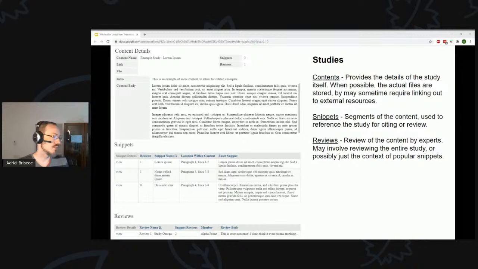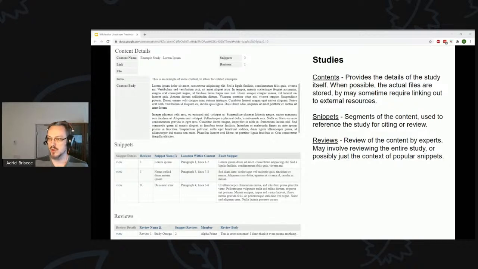So at the core of the evidence that Wikilection will be using will be the content itself. In the example here, because we're talking about science, this would be something like a scientific study. What we'd end up with is we will actually be storing the study itself if possible, or we might link out to it if we're not allowed to. But whenever possible, we would want to have the information stored directly so that it can't be changed or taken away. And the content will provide the details of the study, or of the actual thing that we're looking at for the evidence.